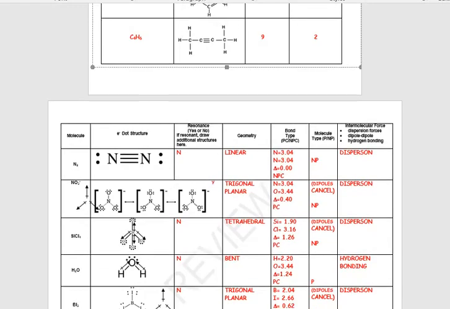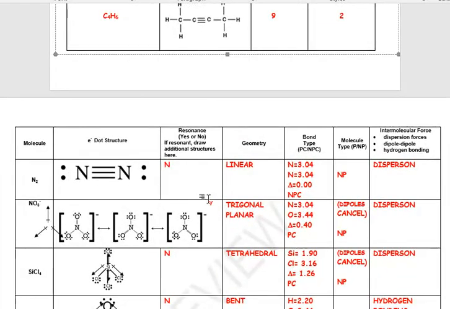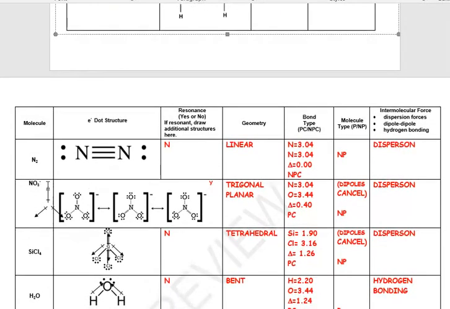This is N2, no resonance. It is linear, so you should draw it straight across. Nonpolar covalent, nonpolar dispersion. NO3, 1 minus, right?